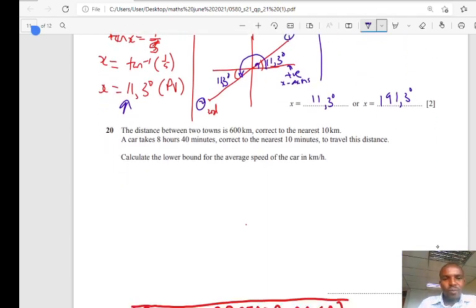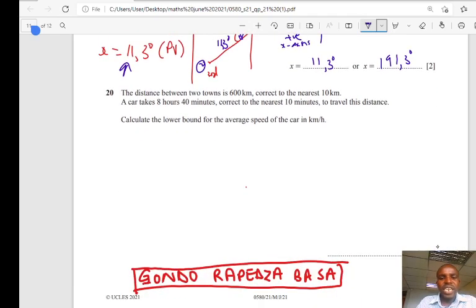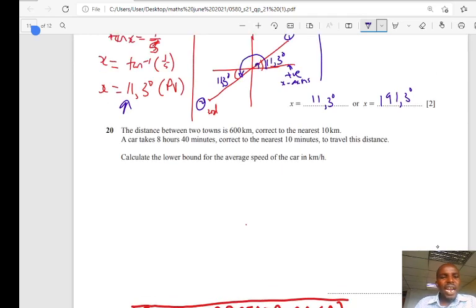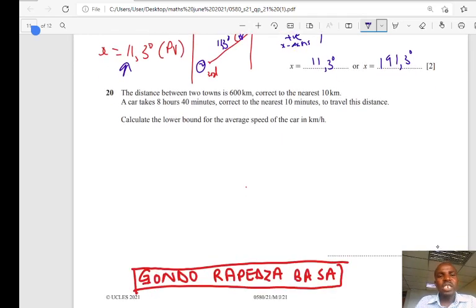Next, 20. The distance between two towns is 600 kilometers, correct to the nearest 10 kilometer. A car takes 8 hours 40 minutes, correct to the nearest 10 minutes, to travel this distance. Calculate the lower bound for the average speed of the car in kilometers per hour. So we want the lower bound of the average speed. First thing, how do we calculate speed? Speed is equal to distance over time. That's speed, right?